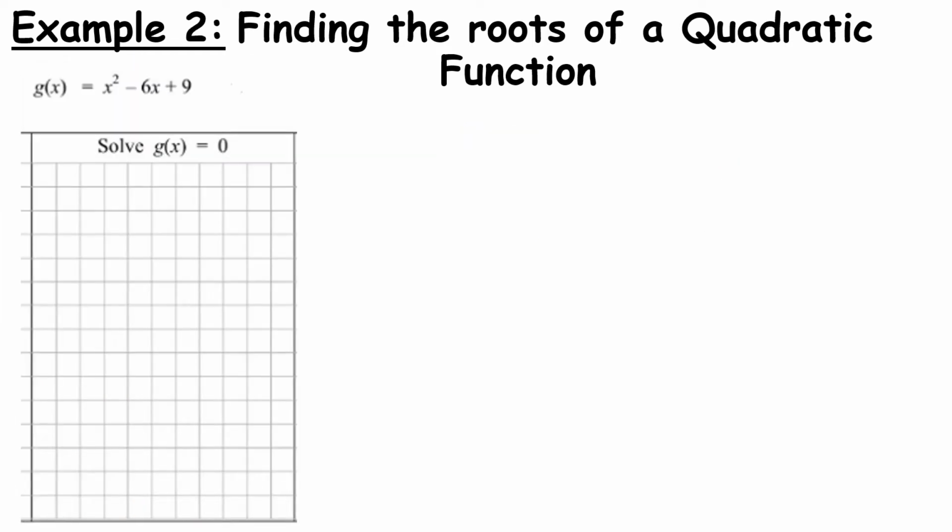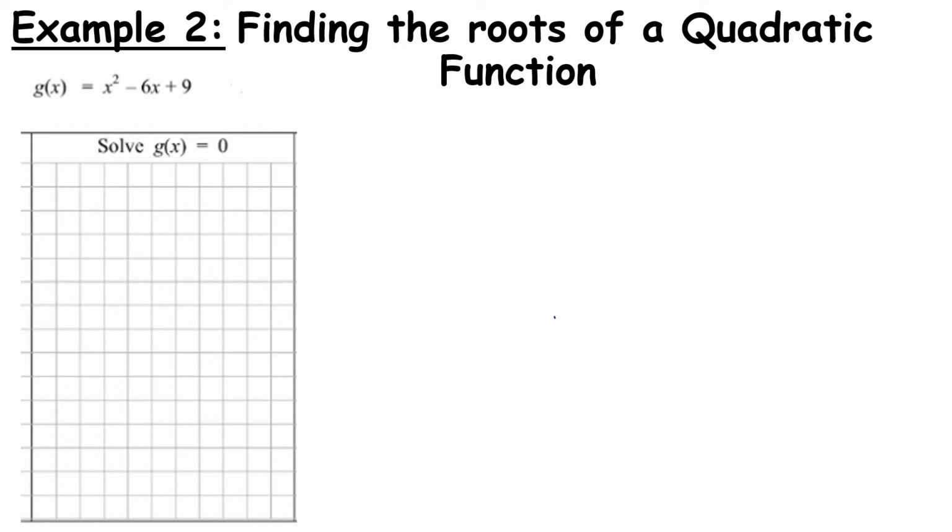Example 2, another question where we're asked to find the roots of this function. Again, they've given this in function notation. G of x equals x squared minus 6x plus 9. Remember, function notation is just giving a name to the function. G is its name. G of x is another way to say y, but if we had multiple functions and they were all called y, we wouldn't be able to tell them apart. So this is why we're given the actual name of G. So don't get put off by this function notation.